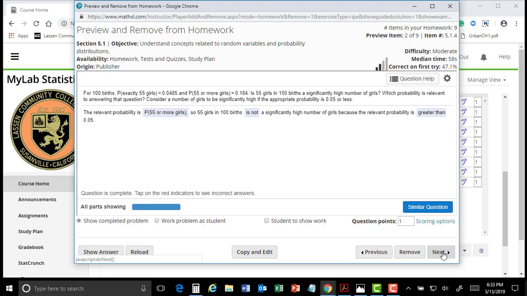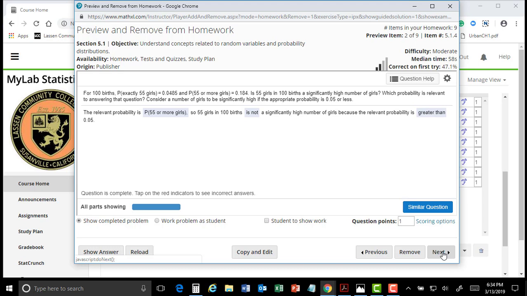Okay, what is the probability of getting 55 or more girls? You understand? That's a different question than getting exactly. You see the word exactly? Okay, and this is 55 or more. Is that probability? Okay. Are 100 births significantly higher for girls? Well, is 55 girls in 100 significantly higher? I don't think so, do you? I mean, it's pretty close.